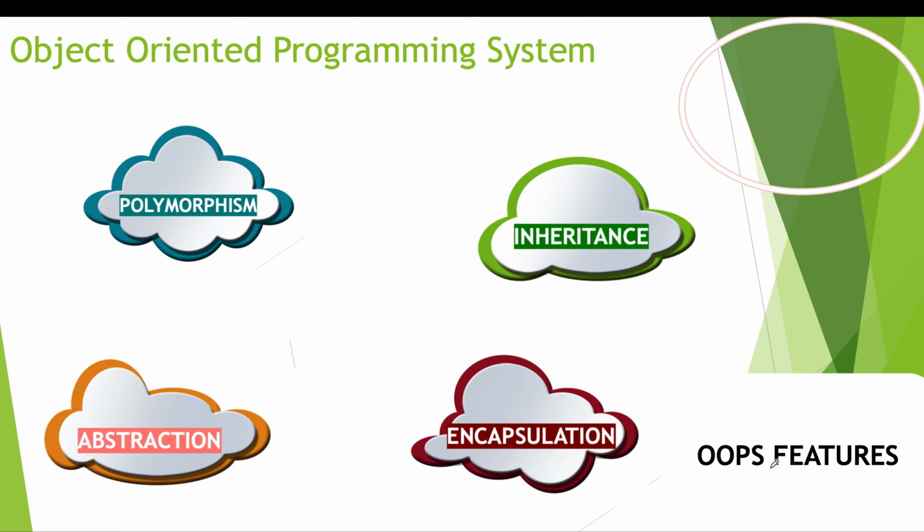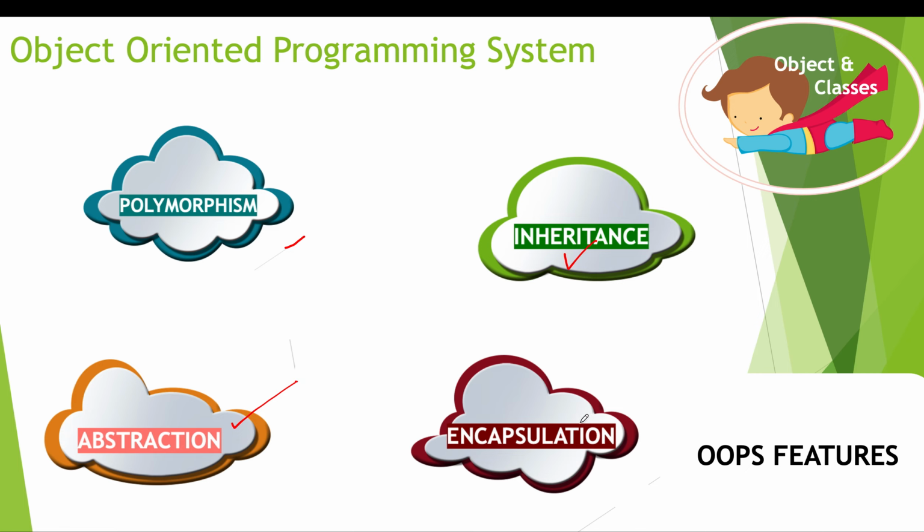And these are all the features, and the master of all the features, or you can say the main hero, the superhero of this object oriented programming system is your objects and classes. So it's only because of this superhero that all this polymorphism, inheritance, abstraction, encapsulation, all these things are possible. So the main thing in our whole story is our objects and classes.